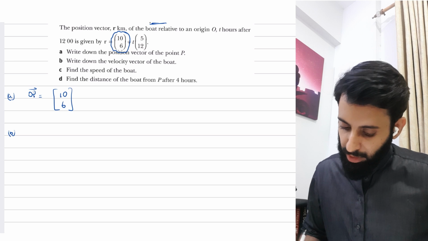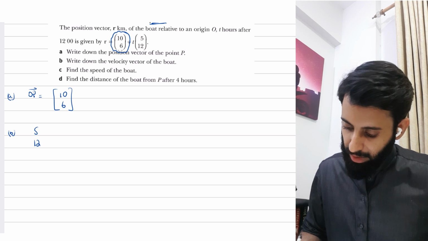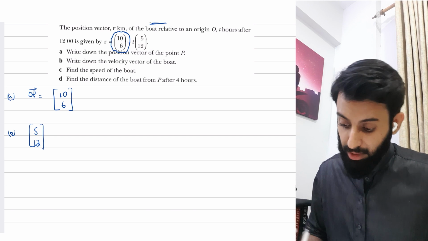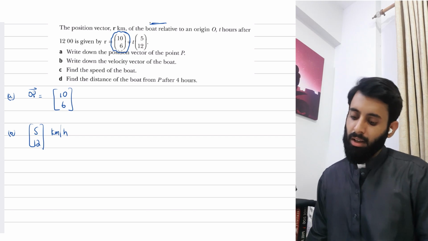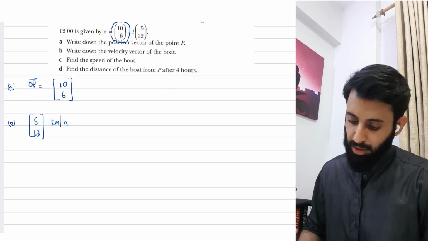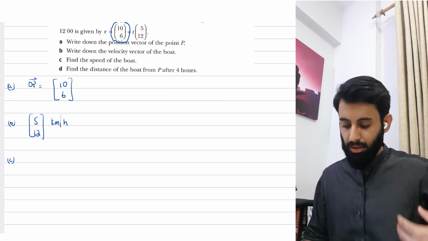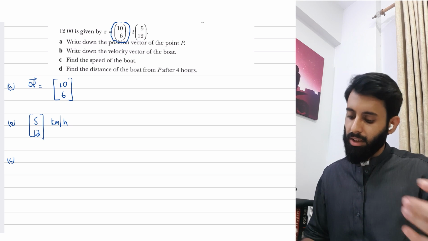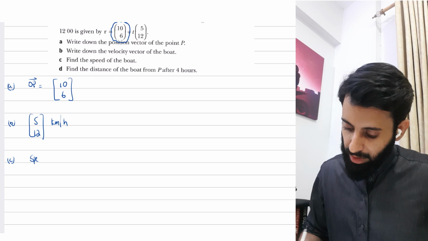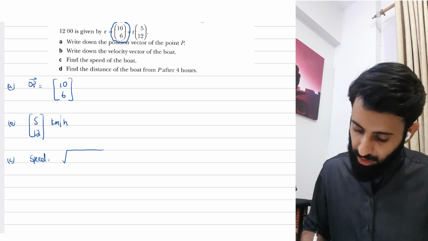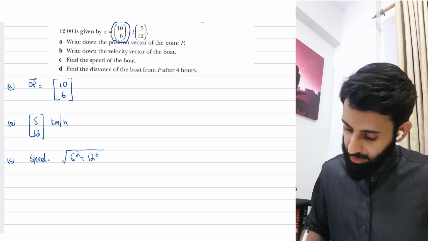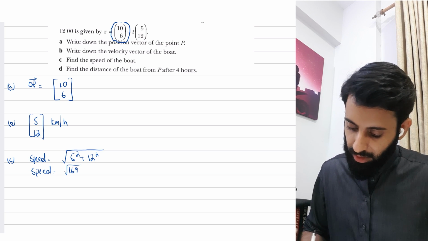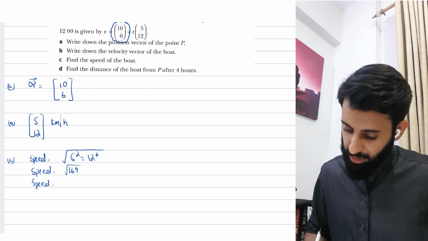Then it says write down the velocity vector. If you want to write down the velocity vector, what you're looking at, (5, 12) is the velocity vector, and since it's kilometers per hour, just like I mentioned, it may not always be meters per second. So (5, 12) kilometers per hour is the velocity vector. Now, if you have the velocity vector and you want to work out the speed, the way to do that would simply be the square root of 5 squared plus 12 squared. So speed is the square root of 25 plus 144, which is 169, the square root of which is going to be equal to 13.